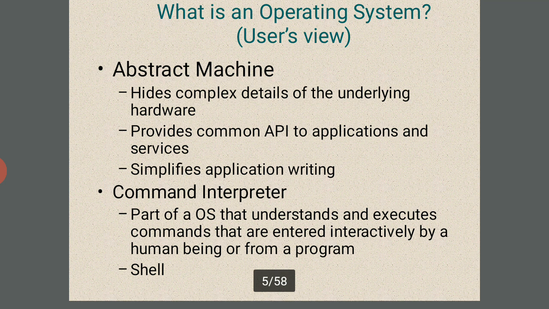Abstract machine hides complex details of the underlying hardware, and provides a common API to applications and services, simplifying application writing. The command interpreter is the part of the operating system that understands and executes commands entered interactively by a human being or from a program, the shell. So: abstract machine and command interpreter.